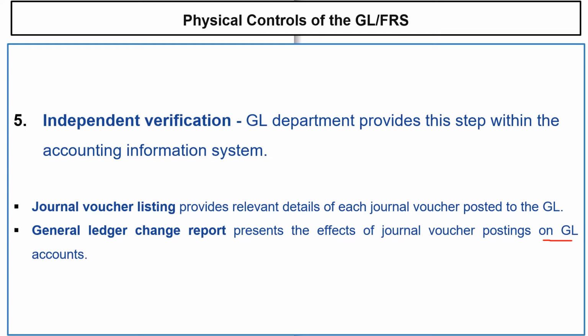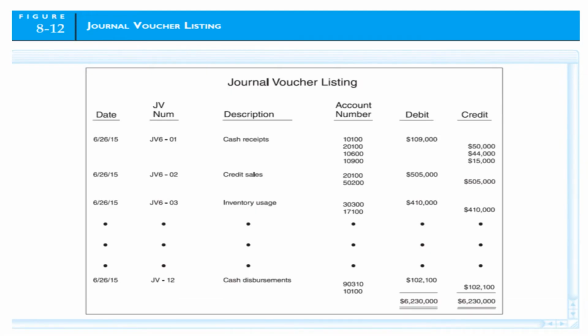We will have the second slide. We will have figures explaining how those two files or functions can play a role as an independent verification. And here we have the journal voucher listing. You can see here we have the list of journal vouchers, tracing the vouchers here, and we have the description, the account numbers, and the debit and credit balances. So here we can have what we call independent verification for the transactions posted to the general ledger.